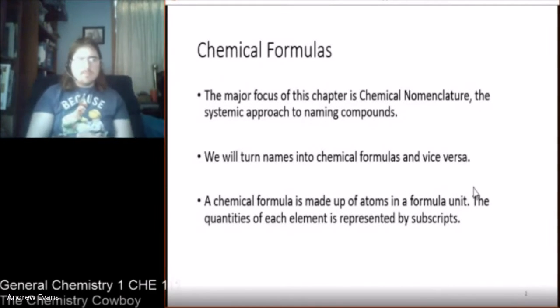The major focus is chemical nomenclature, which is our systematic approach to naming compounds. One thing you'll be asked on the test and in the homework is turning chemical formulas into names and names into chemical formulas. Remember, a chemical formula is made up of atoms in a formula unit. The quantity of each element is represented by a subscript.